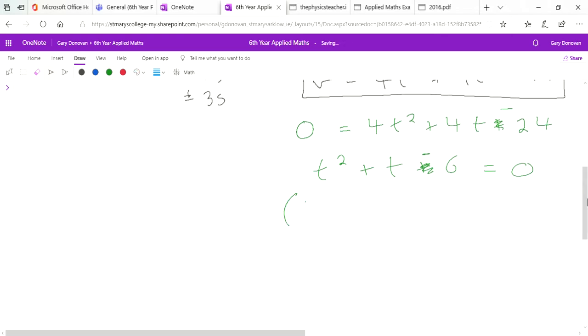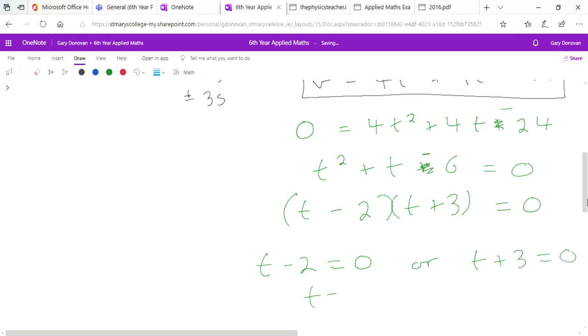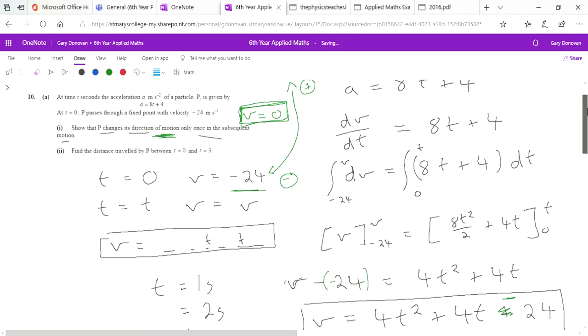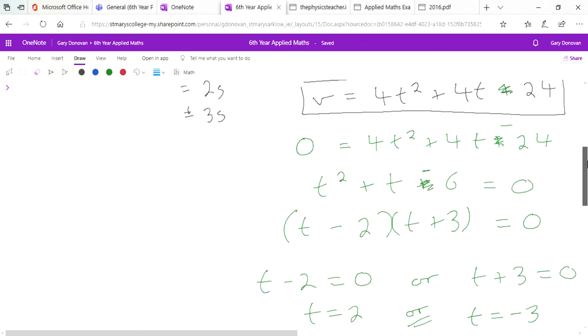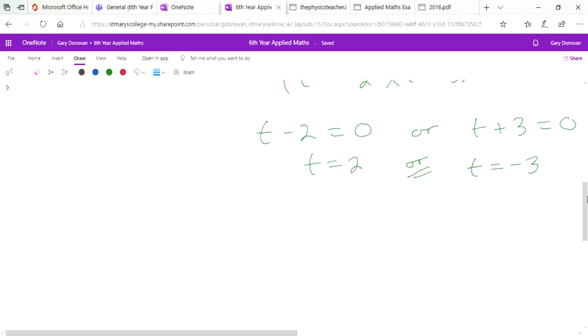Factorize this, and you can use the guide number if you want, but when you factorize it, you get t minus 2 and t plus 3 equals 0. So we get two answers: t minus 2 equals 0, or t plus 3 equals 0, which means t equals 2 or t equals minus 3. Now it said prove that it only changes its direction once, and we have actually proved it because this is a negative time. So we only have one solution for time, so it only changes direction once.